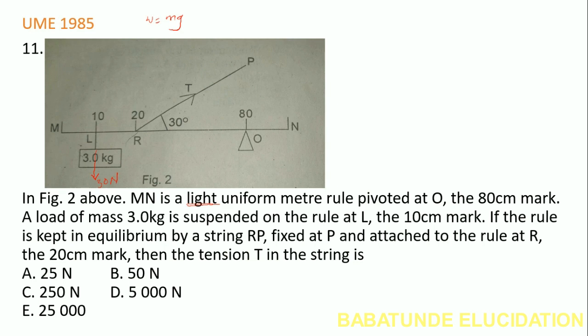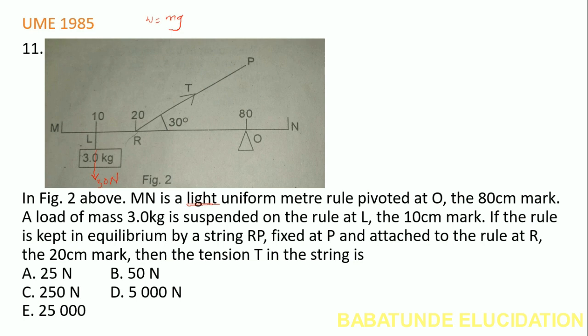And if the rule is kept in equilibrium by this string RP fixed at P here, and attached to the rule at R, the 20 centimeter mark, then the tension in the string is. So how do we figure this out? We are going to be applying the principle of moment.